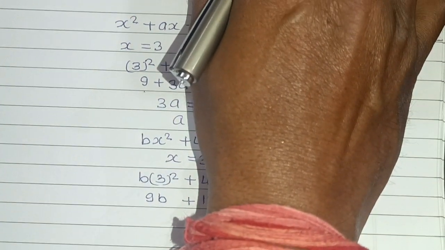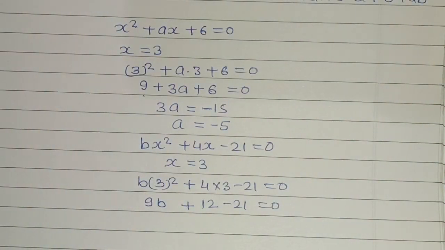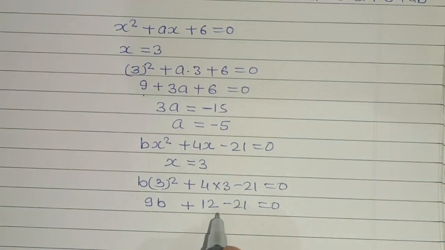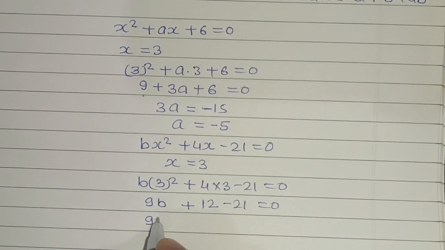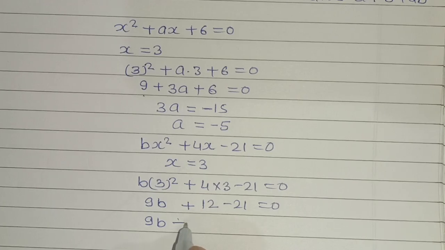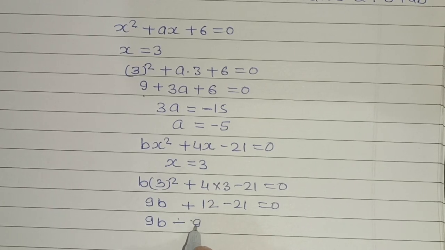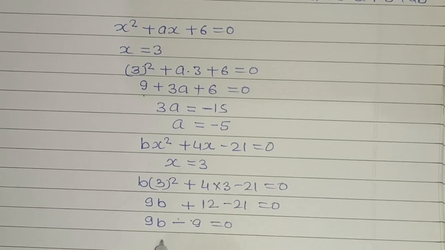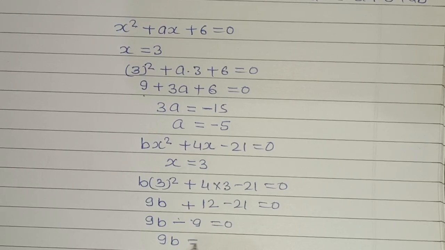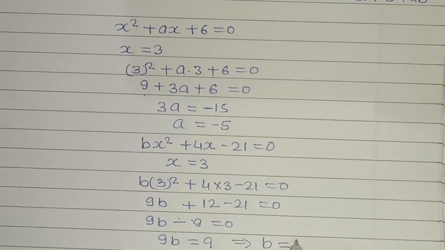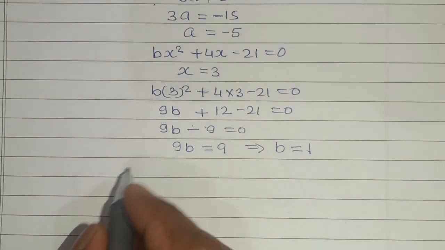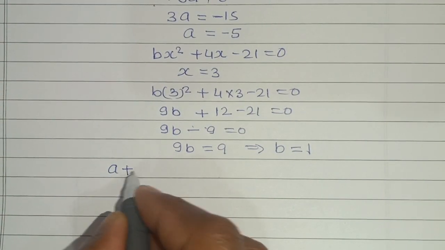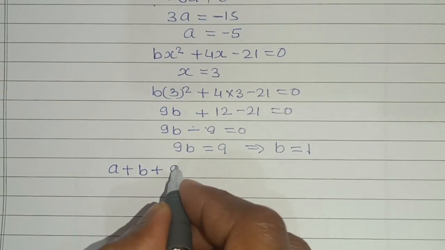So 9b plus 12 minus 21 is equal to 0, so 9b minus 9 is equal to 0. So 9b is equal to 9. So b is equal to what? 1. Now we have to find the value of a plus b plus ab.